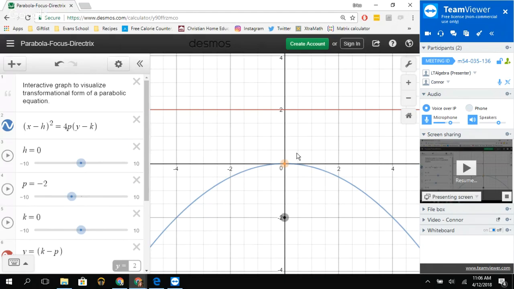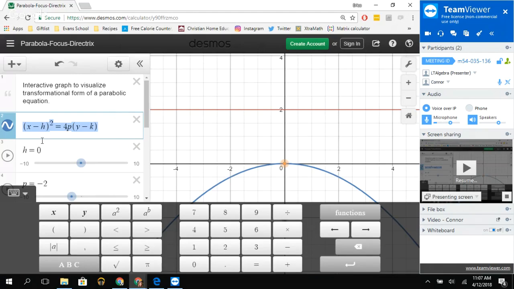So let me take a step back. We're talking all about parabolas. We're going to learn more about parabolas than you want to know. So we're going to talk about parabolas, then circles, then ellipses, and all kinds of things. And there are a couple of properties of parabolas when you go to graph them that we want to talk about. So this is the generic form of a parabola.